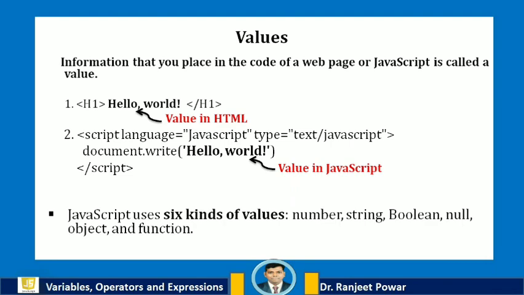Information that you place in the code of a web page or JavaScript is called a value. For example, the hello world script that you wrote in a JavaScript example is a value. In HTML, all values are treated as text. JavaScript uses 6 kinds of values: number, string, boolean, null, object and function. So we will see all these types of values one by one in detail.